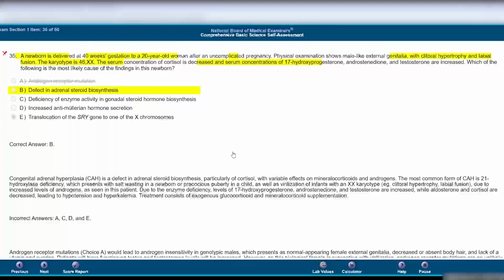And I was like, that sounds like 21-beta hydroxylase deficiency. Yeah. And I just didn't think, I just said, no, I don't think that's it. And I moved on. Gotcha.